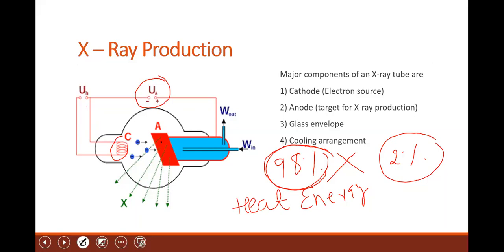By heating the cathode, the electrons are emitted. And these electrons are accelerated towards the anode and then finally hit the target here. After hitting the target, what happens now? The X-rays are emitted out. You see, these are the X-rays of different energy.